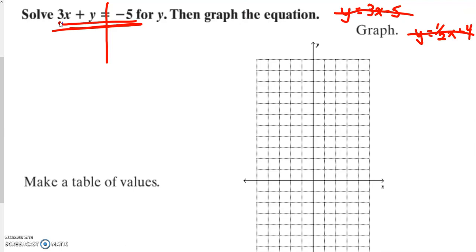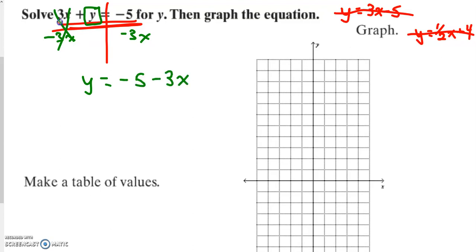Well, first we looked for distributive property, but there isn't any here. Then we combined like terms. There isn't any here. Then we undid addition and subtraction. Now remember, we want to keep the letter y here. So to undo addition and subtraction, we're going to subtract 3x on both sides. Now I've got y equals negative 5 minus 3x.